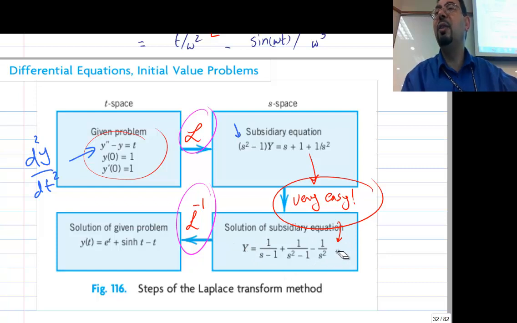Okay? So now you have the solution, and the last step is you want to take this, with the help of the tables, and send it back. So that differential equation has that solution in the t domain. And 1 over s minus a, that's e to the power t. 1 over s squared minus 1, that's sinh t. 1 over s squared, that's t.